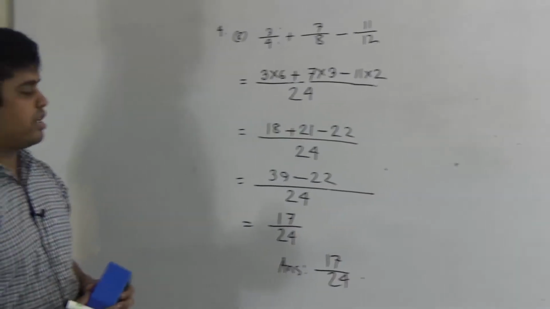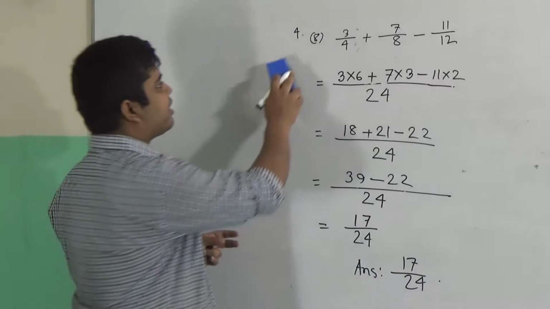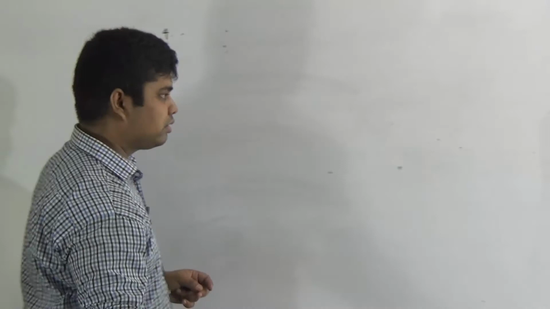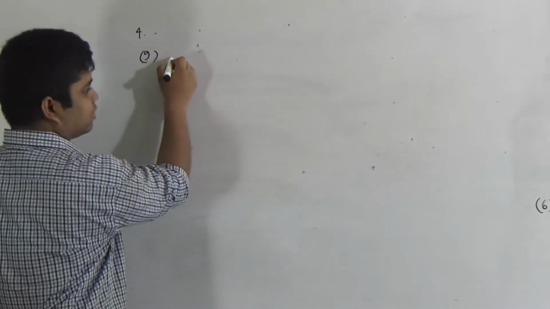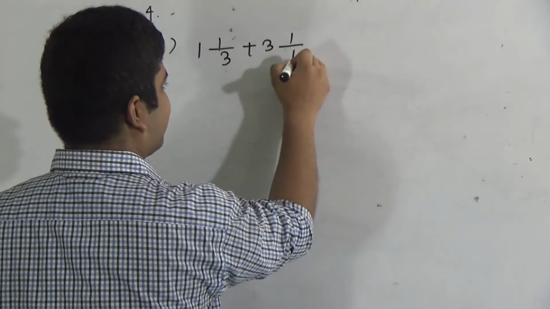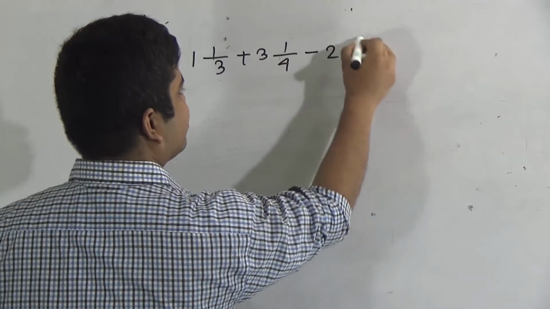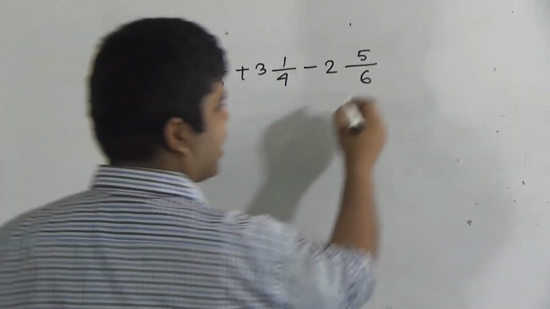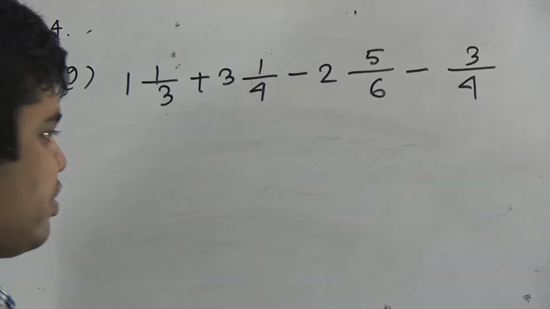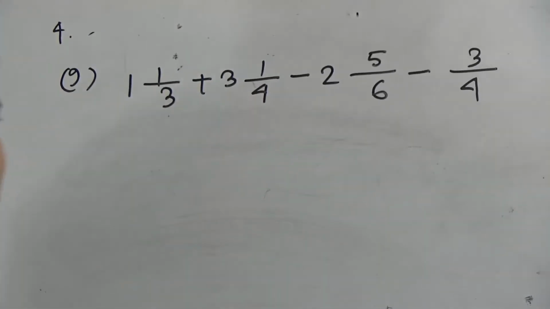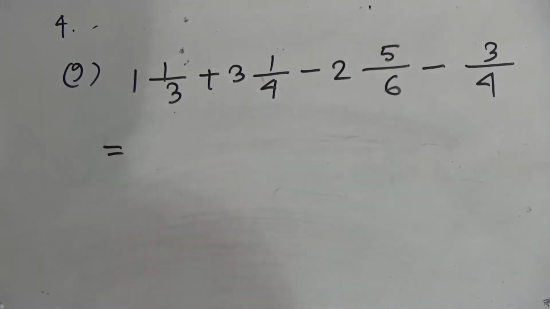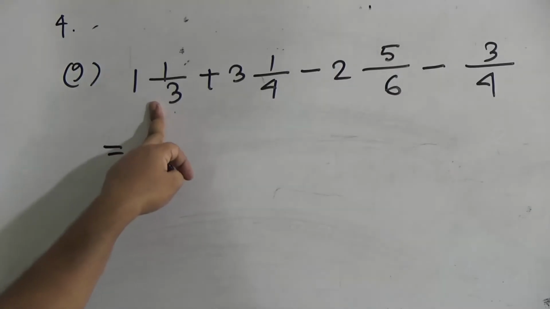In order to solve question number 9, we erase question number 8. 1 into 1 by 3 plus 3 into 1 by 4 minus 2 into 5 by 6 minus 3 by 4. Dear student, at first we convert this mixed fraction into improper fraction.